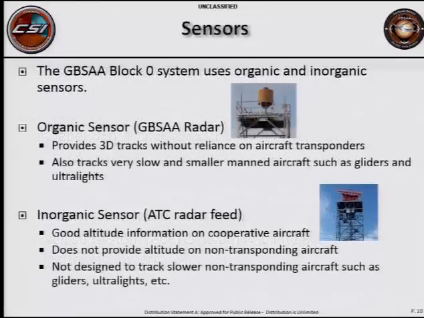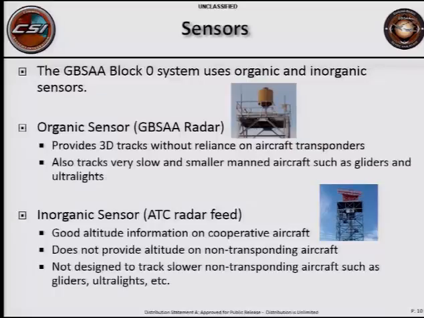So the system has 2 types of radars right now. There are organic radars, the GBSAA radar. It provides 3D tracks, and it doesn't require any reliance on aircraft transponders. So we can track aircraft that are not transponder equipped. For example, we can track gliders and ultralights. We can track aircraft with no electrical systems on board at all. We can track slow aircraft and fast aircraft. And so this helps us provide a complete air picture. We also incorporate an air traffic control radar feed at all of our initial fielding locations.